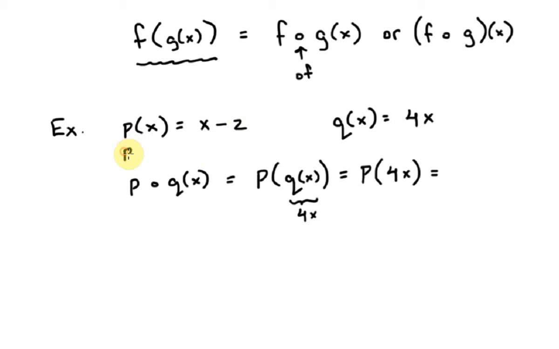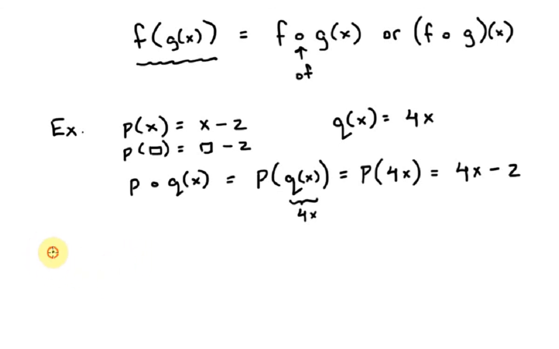Sometimes it's easier to think of it as a box, and that box represents what your input is. So it's your input minus 2. My input is 4x, so this is going to be 4x minus 2. And guess what? I'm done. I can't simplify this any further, so this is the new composite function. And if I wanted to, I could plug numbers in and do all kinds of stuff with it.